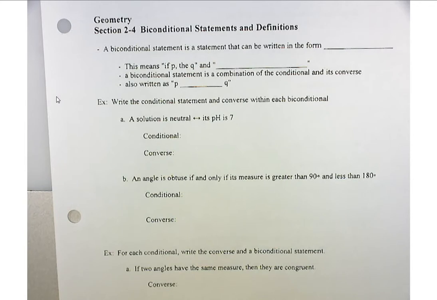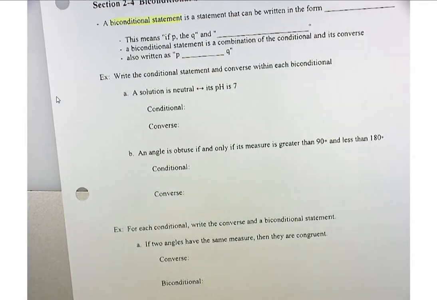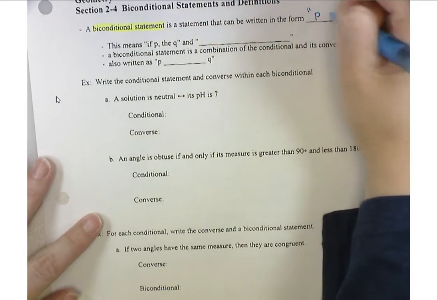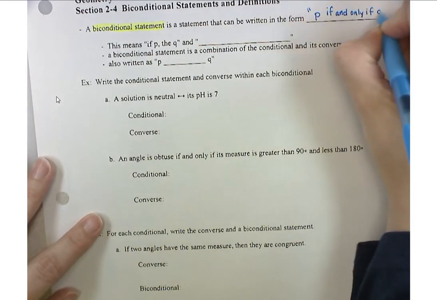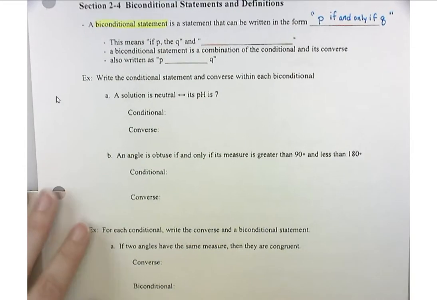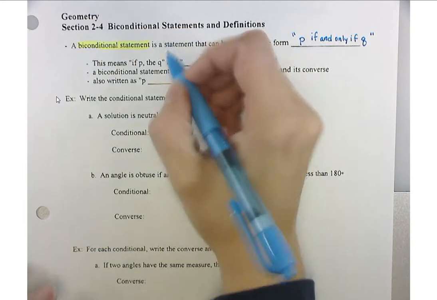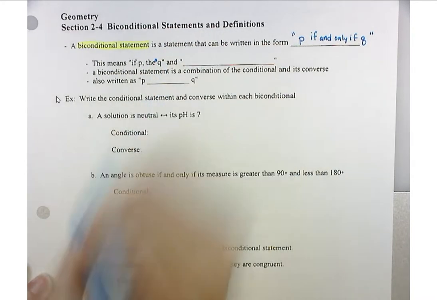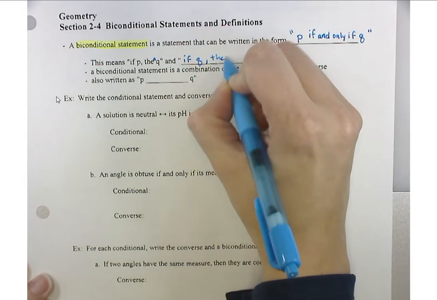So a biconditional statement is a statement that can be written in the form P if and only if Q. This means if P, then Q, and if Q, then P.